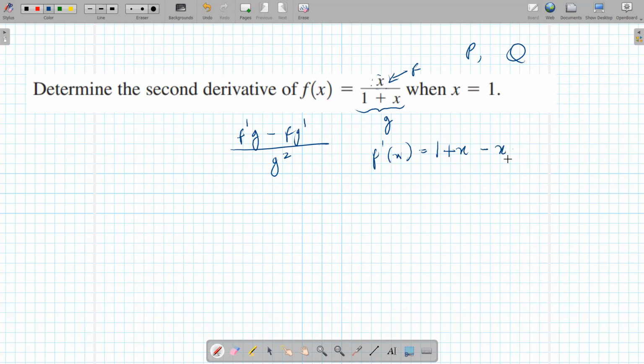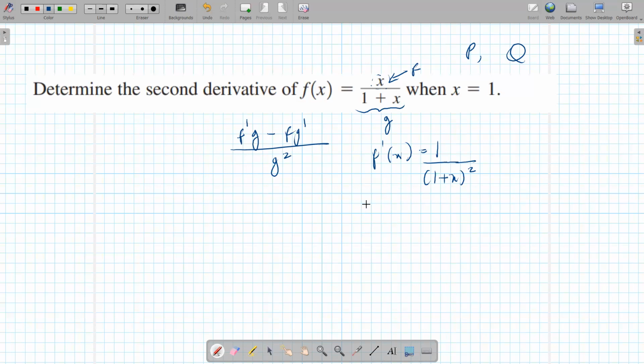Minus x times, what's the derivative of the denominator? It's also 1. So x and minus x cancels out. And then in the denominator, if you look at the formula, what do you get? It is g squared, right? G is 1 plus x. So it's just going to be 1 plus x squared. The denominator as it is squared. And there you go. That is the first derivative, okay?